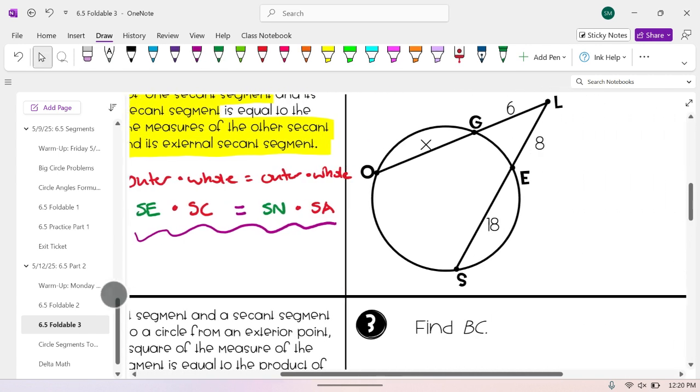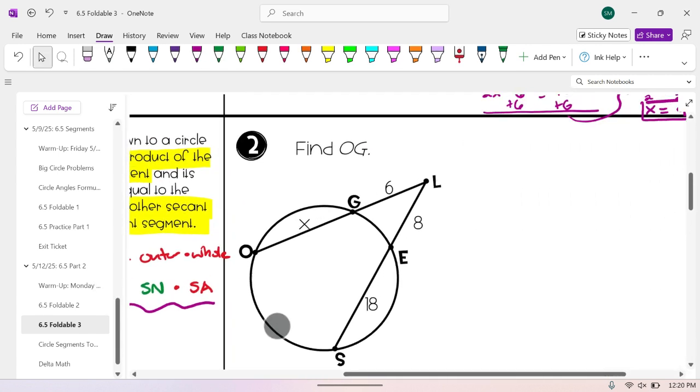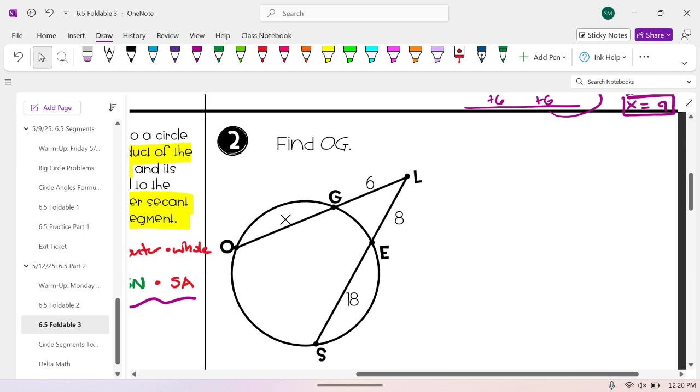So let's look at this one. It wants us to find OG, which is labeled X. So before you do anything, you need to label what your whole, your inner, and your outer is. And you can just do that using like O, I, and W.